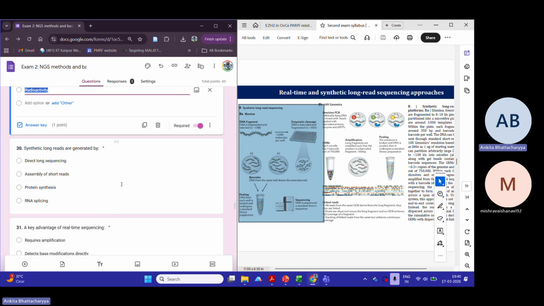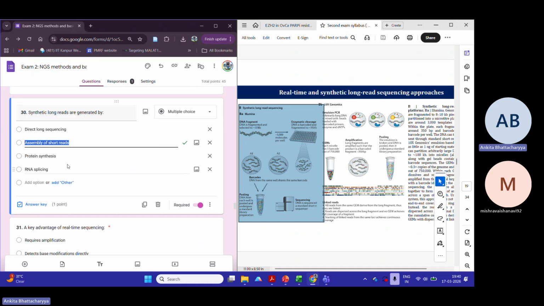Then synthetic long reads, how are they generated? Direct long sequencing, assembly of short reads, the second option is correct. So synthetic long read sequencing bypasses the cost and the labor that is associated with real-time long read sequencing, and instead what it does, it sequences shorter reads and stitches them together or assembles them together.